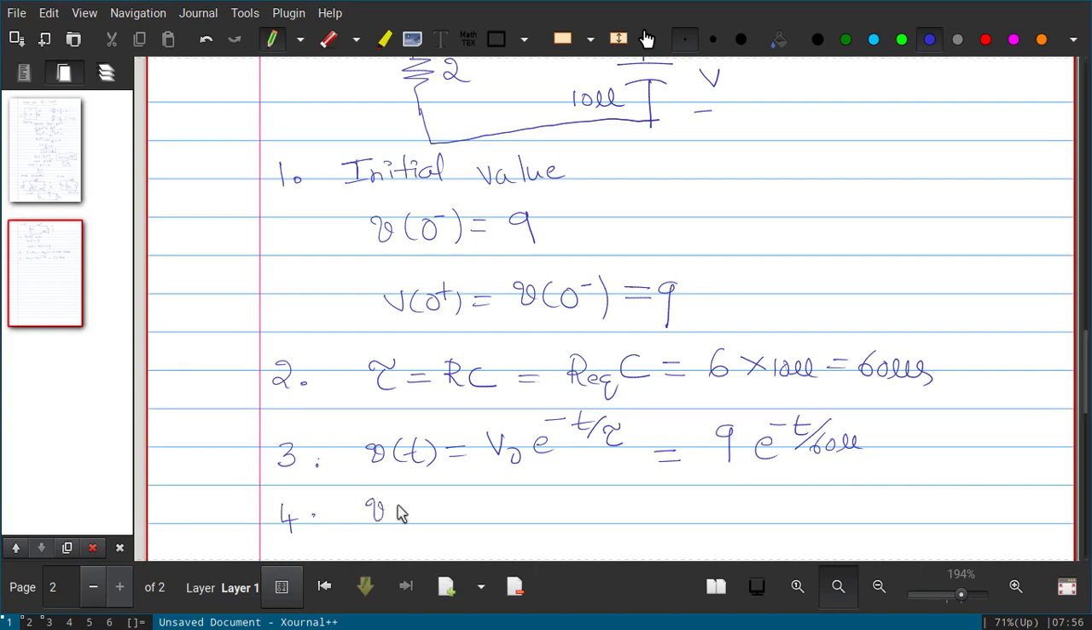The fourth step is the value calculated. The question asked is V of 200 microsecond. So you can simply substitute 9 e power minus, with t equal to 200 micro, divided by 60 micro. You calculate this and write it. Okay, so this is how we solve a source free RC network.